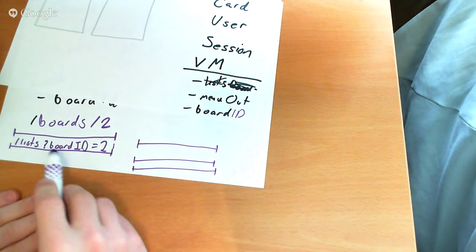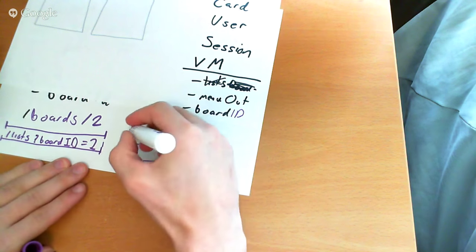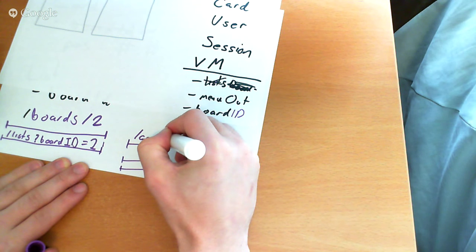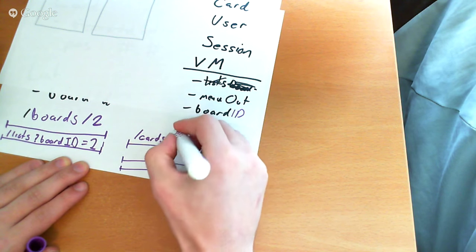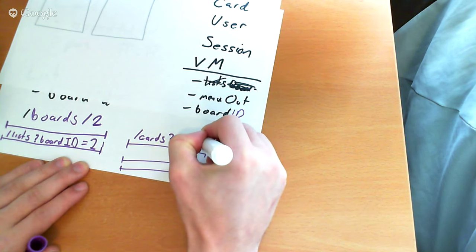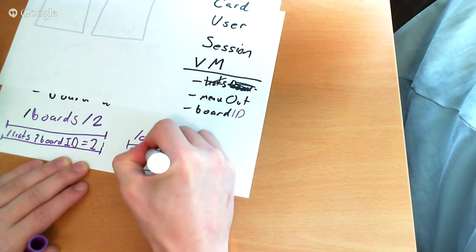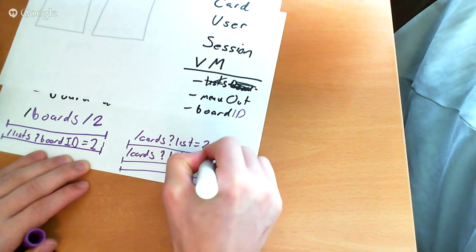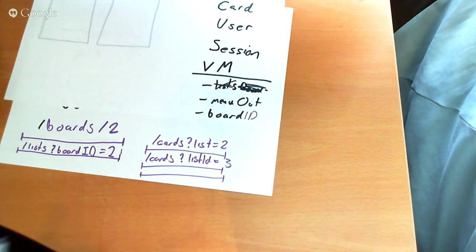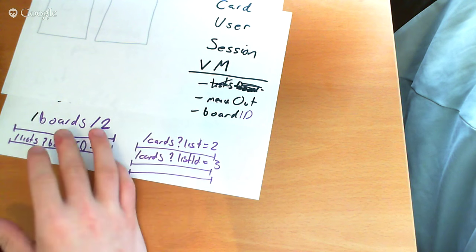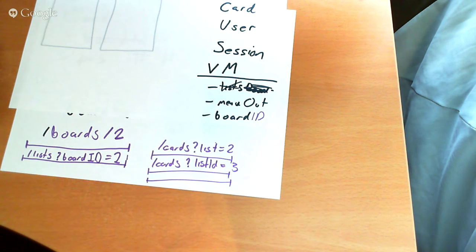So if this got 3 lists back, you would see another request potentially for cards for list ID equals 2, and then cards list ID equals 3, and so forth, right? This is what can happen if you need relational data and you don't have services that can pull back that relational data for you.